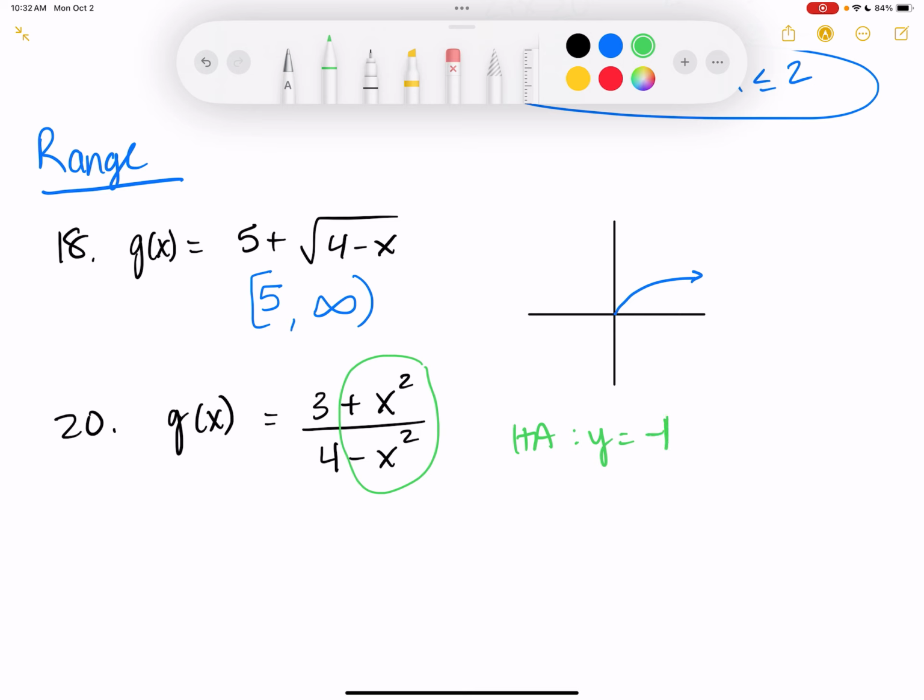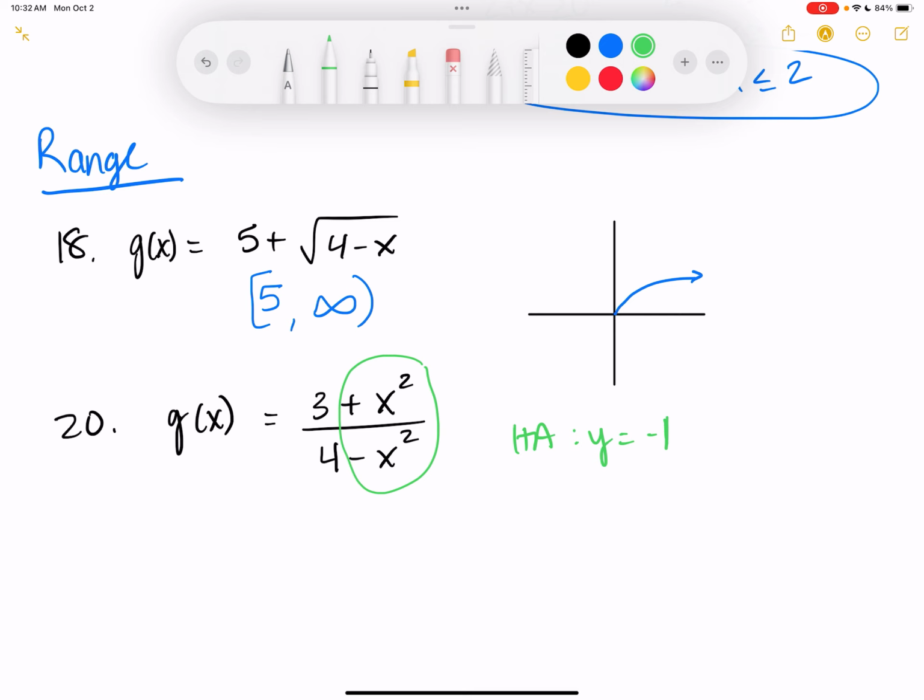Okay, so since I know I have a horizontal asymptote at -1, I know that my range is going to stop there, and it's not going to include -1. Okay, so going back to my graph really fast.